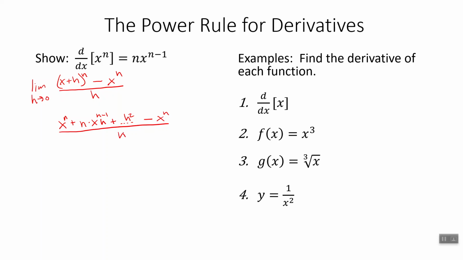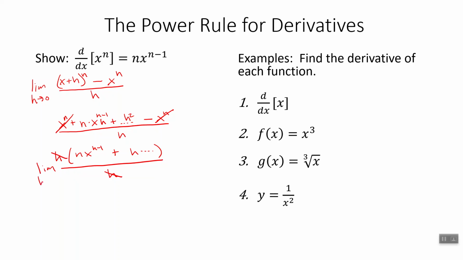These x to the n's are going to cancel out. We can factor out an h from everybody, because these terms all have h squared or more. If we factor out that h, we're left with n times x to the n minus 1 plus some terms with h's, all over h. And now these two h's are going to cancel each other out.